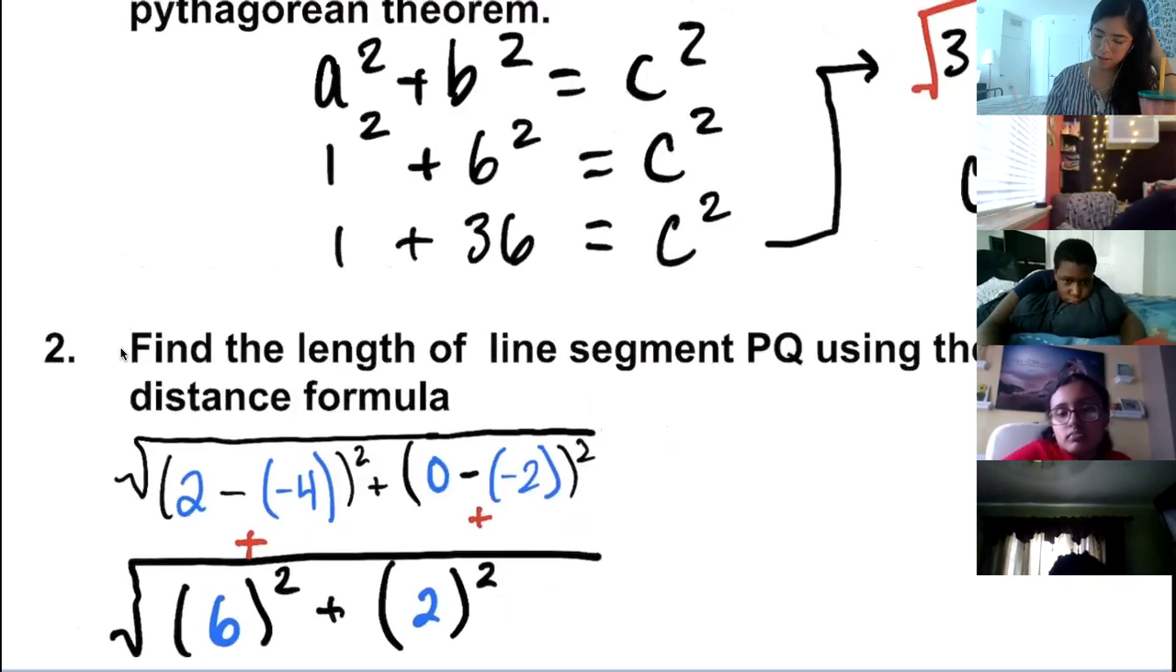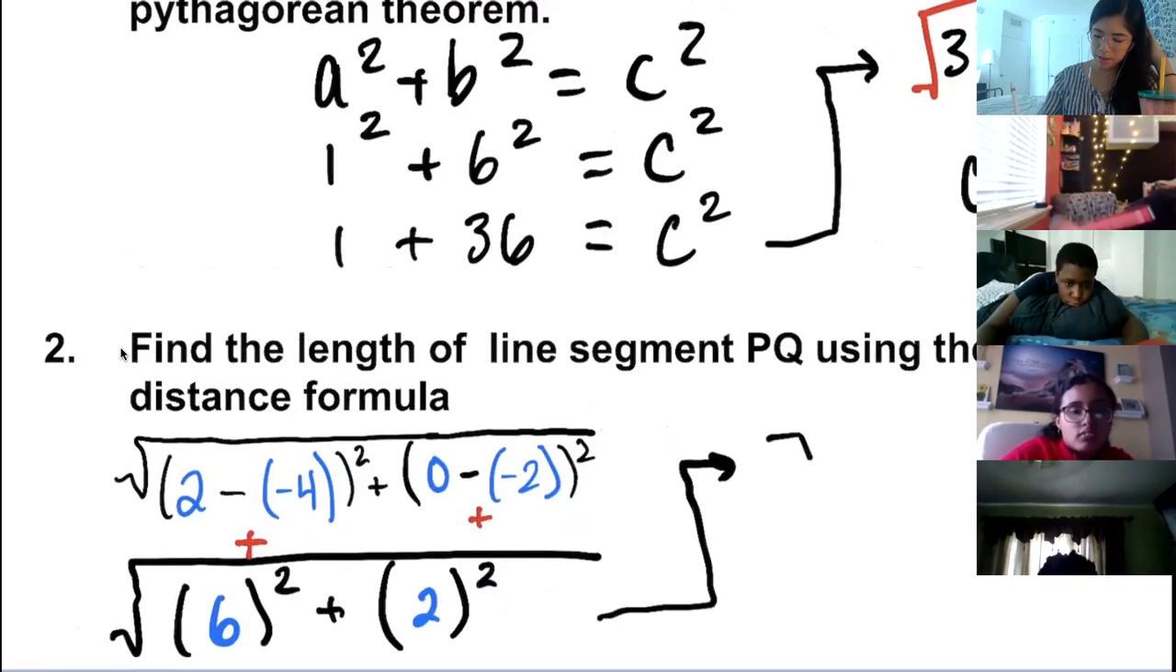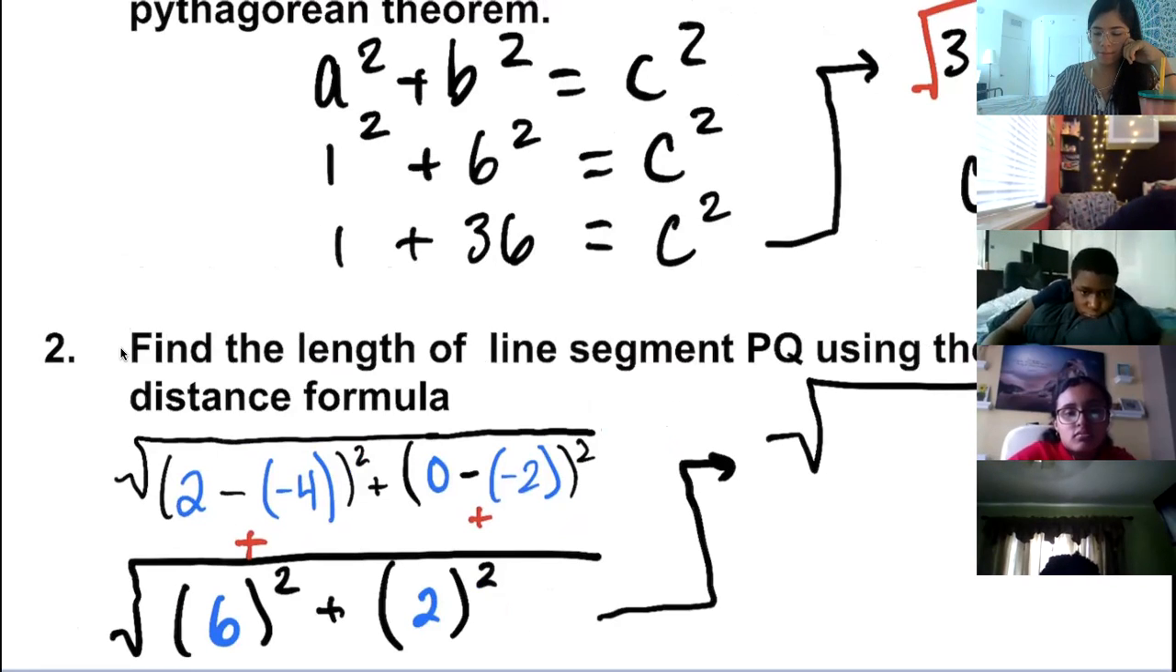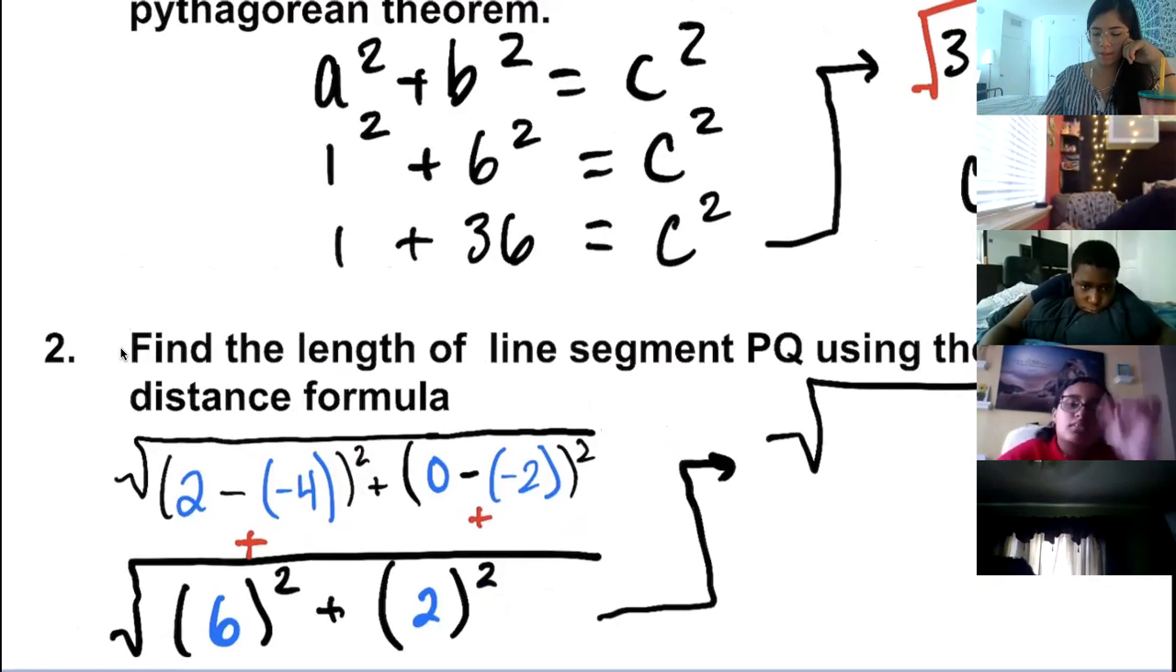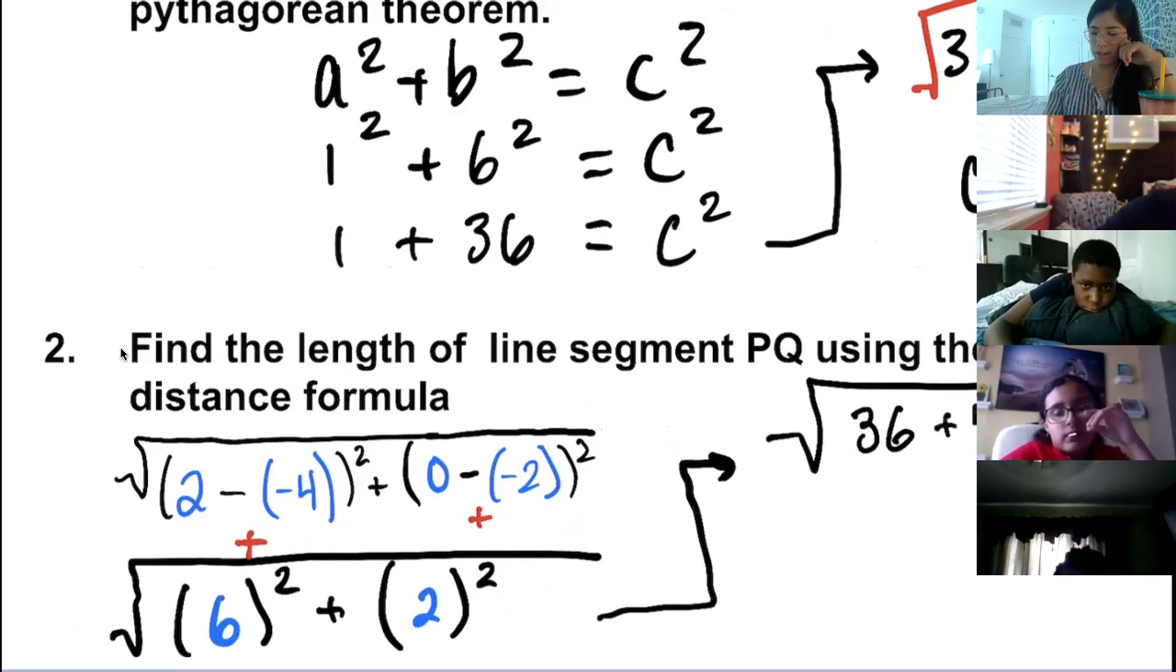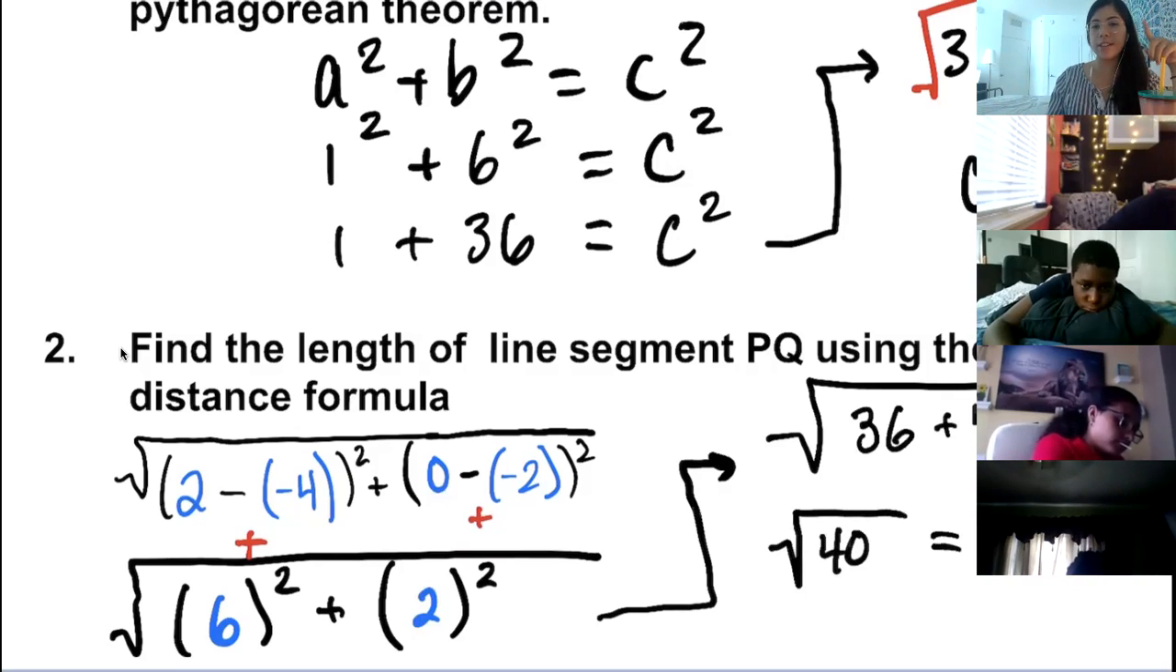All right. Now that I have that, I can do my exponents. 6 squared is 36. And then 2 squared is 4. 36 plus 4 is 40. And now before you plug it into your calculator, let's think about this.